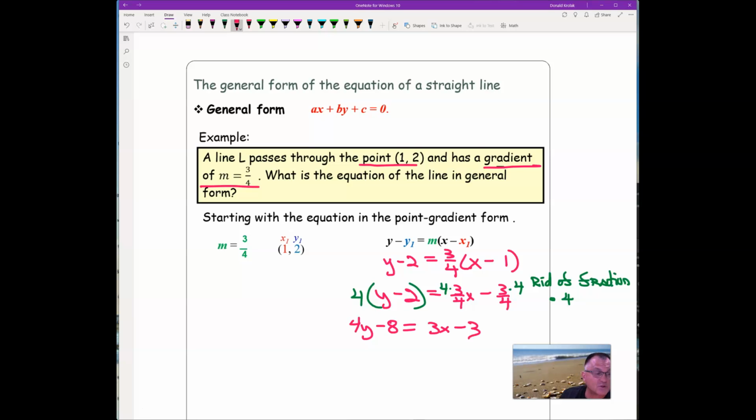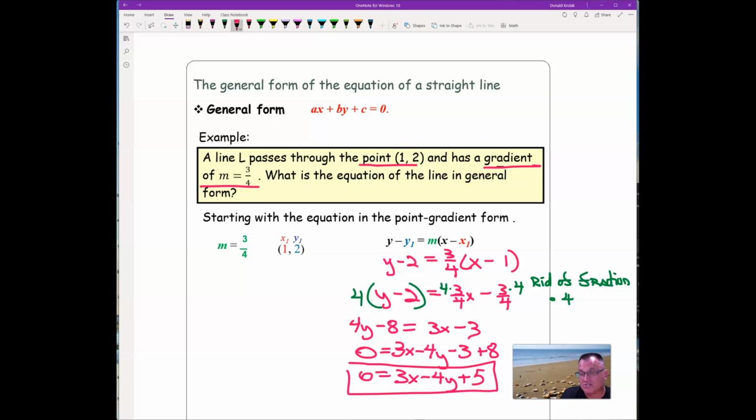Now get everything on one side. So I got 3x. I'm going to subtract 4y from both sides. And I'm going to add 8 to both sides. 3x minus 4y plus 5. And there's my answer in general form.